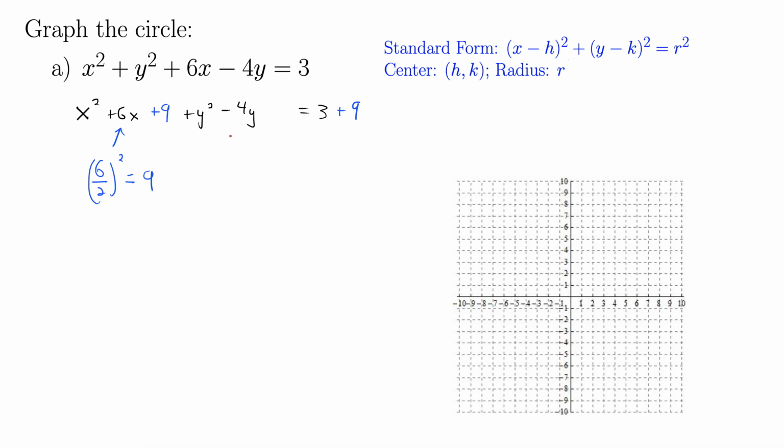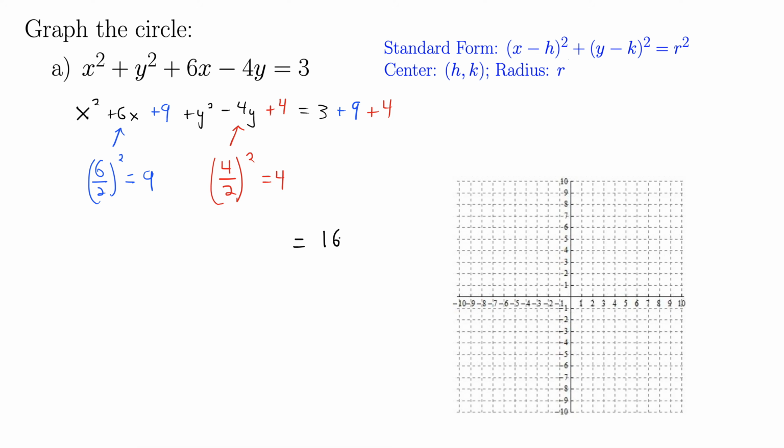Same thing with our y term. We take the linear term, or the b term, the term that goes with the single y here, 4. It doesn't matter if you include the negative or not, because we're going to square it anyway. Divide by 2 and square it. 4 divided by 2 is 2, squared is 4. And then same thing, we add that to both sides.